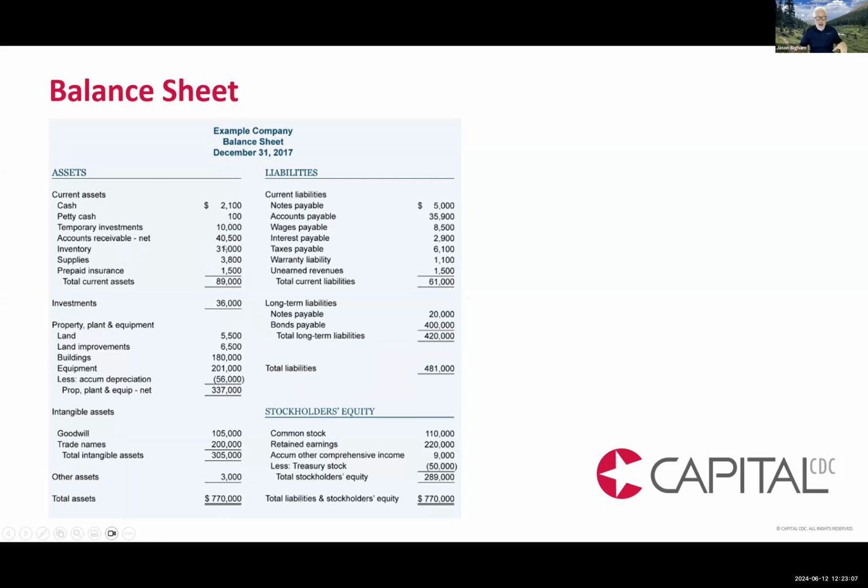You also list as an asset any inventory that you have, what supplies you have, any prepaid insurance, which is, now we're getting kind of into the weeds of accounting here. But you paid your insurance in advance for the year, and so accounting rules allow you to book that as an asset on your balance sheet.